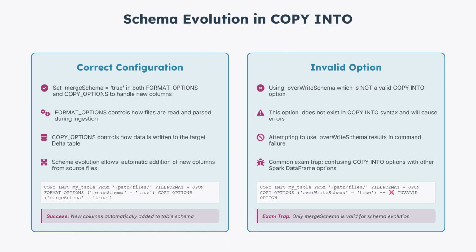Schema evolution allows automatic addition of new columns from source files. Using overwriteSchema is not a valid COPY INTO option and will cause errors. Attempting to use overwriteSchema results in command failure. The common exam trap is confusing COPY INTO options with other Spark DataFrame options. Only mergeSchema is valid for schema evolution.